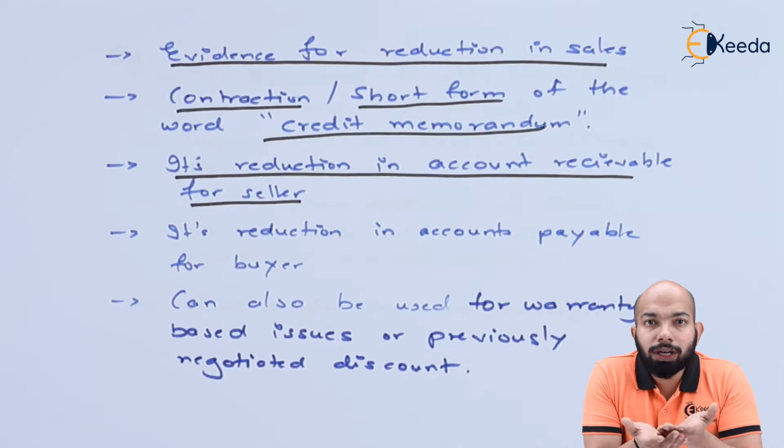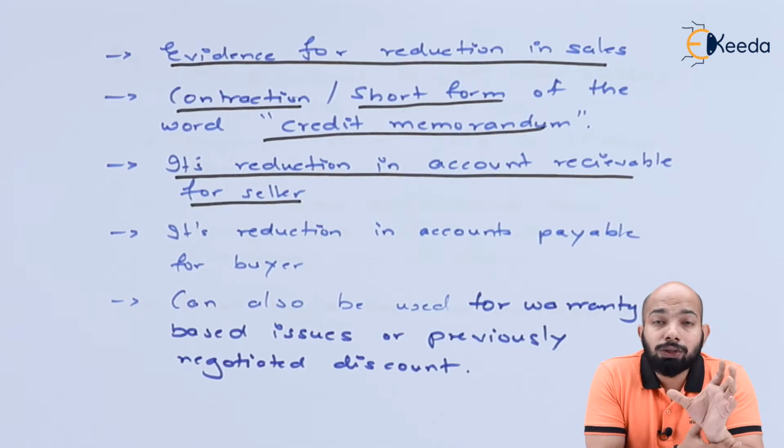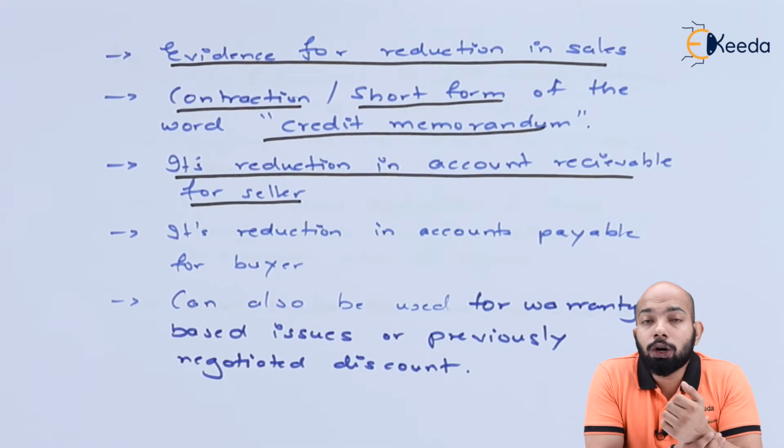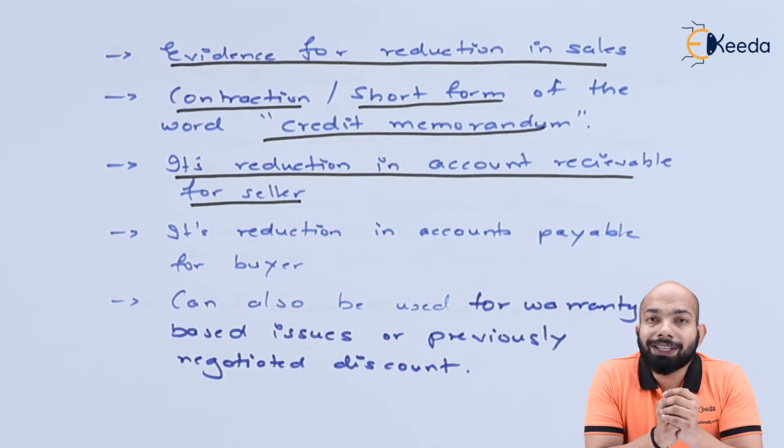So when we talk about a reduction in value, accounts receivable will be for sellers and accounts payable will be for buyers. This is also a form of explanation that you can give when you have to talk about accounts receivable and accounts payable as part of returns. Let's figure out some more details on this.